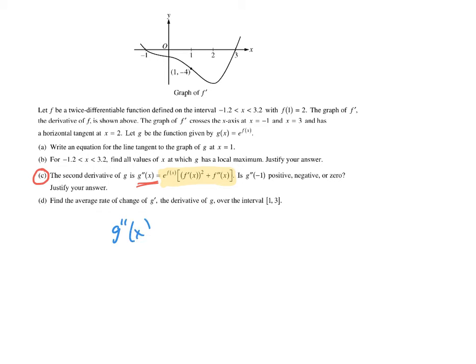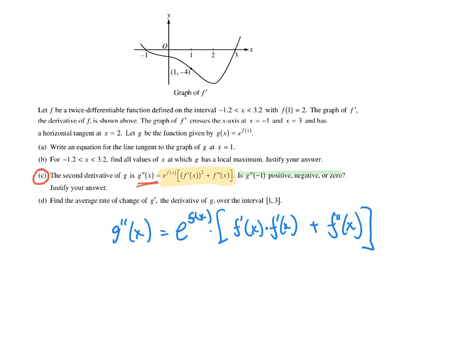g double prime is going to be e to the f of x times the first derivative squared, which is essentially the first derivative times the first derivative, plus the second derivative of f. They're asking the question, is g double prime of -1 positive, negative, or 0? So we're going to have to do some calculations here.